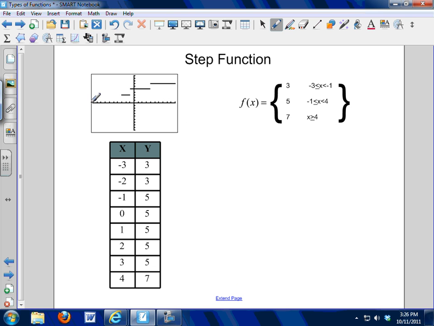Moving on, step function. Easy to tell. Graph looks like a step. I had a little person standing over here. Okay, there they are. They could just climb up the steps. Step, step, step. That's why we call it a step function, because it looks like steps.